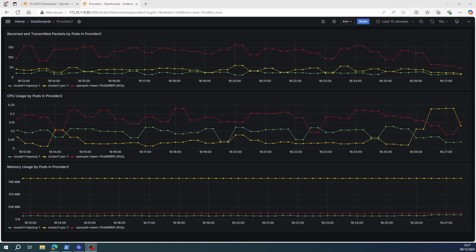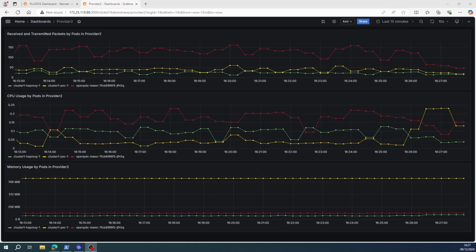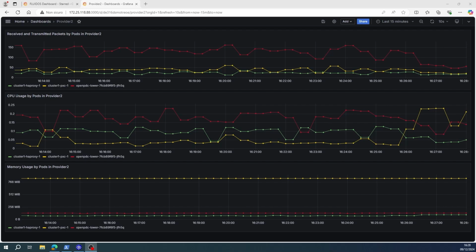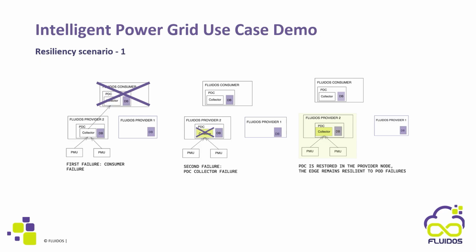The dynamics of the scenario can be visualized in a custom Grafana dashboard, showcasing simple metrics of our workloads, received packets, CPU usage, and memory usage from the perspective of Provider 2. Real-time data confirms that Provider 2's workloads remain operational. The provider node not only remains operational but also retains its local decision-making capabilities.